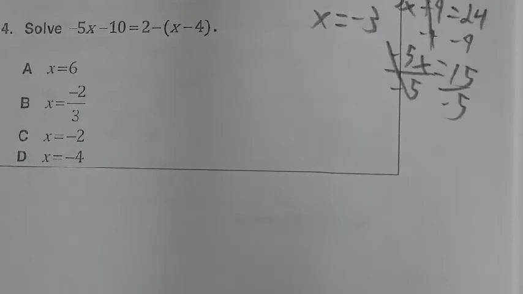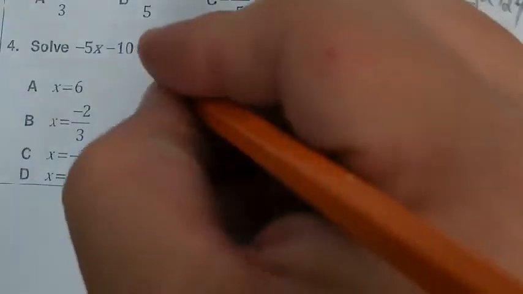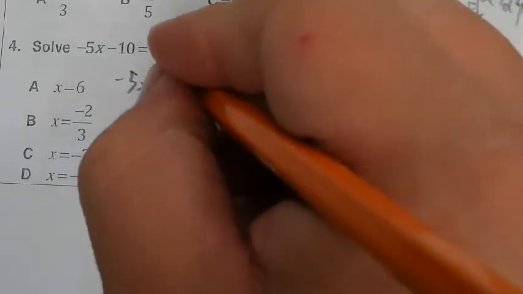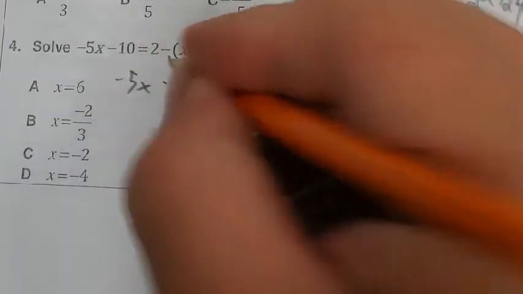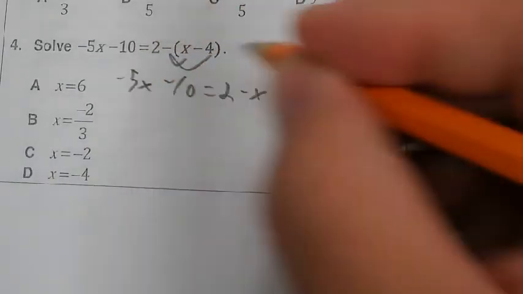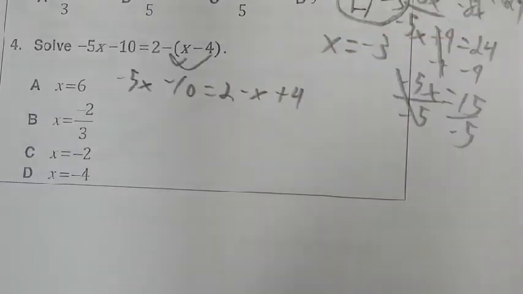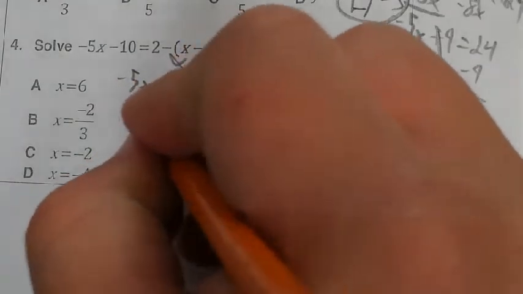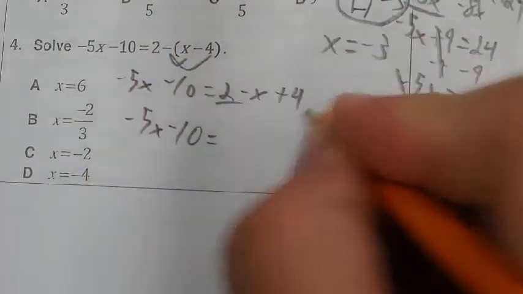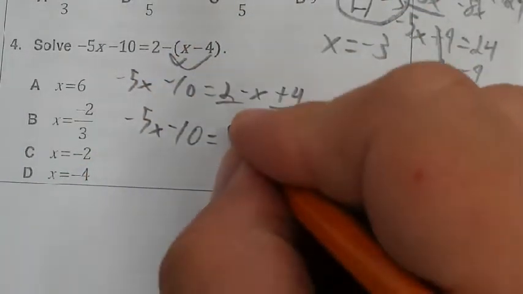All right, number 4. This one you would distribute. So -5x minus 10 equals 2. Negative times x is -x. Negative times -4 is a +4. Then you combine your like terms. That would be -5x minus 10 equals 2 plus 4. 2 plus 4 is 6.